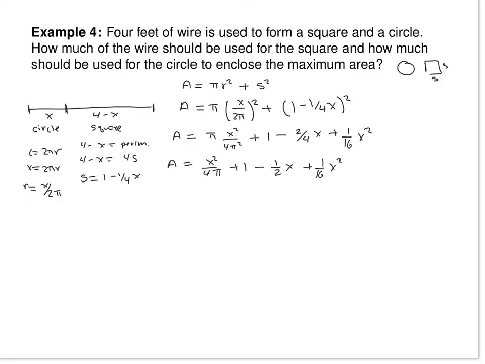So take the derivative. So A prime will equal 2x over 4 pi minus a half plus 2/16 x. Let's set it equal to 0 and reduce. So x over 2 pi minus a half plus an eighth. Is everyone okay with that?